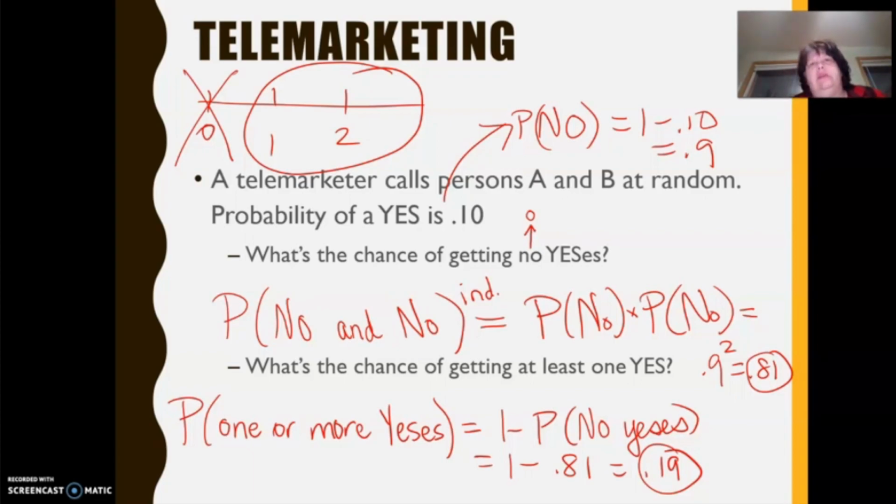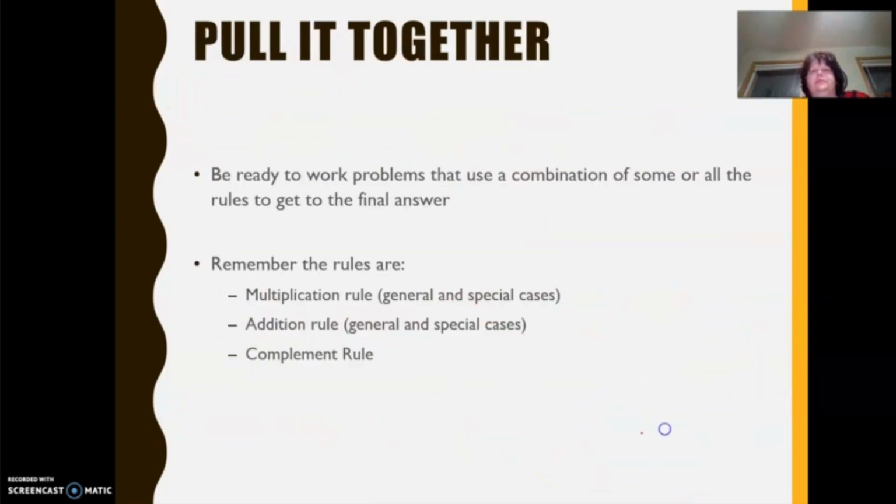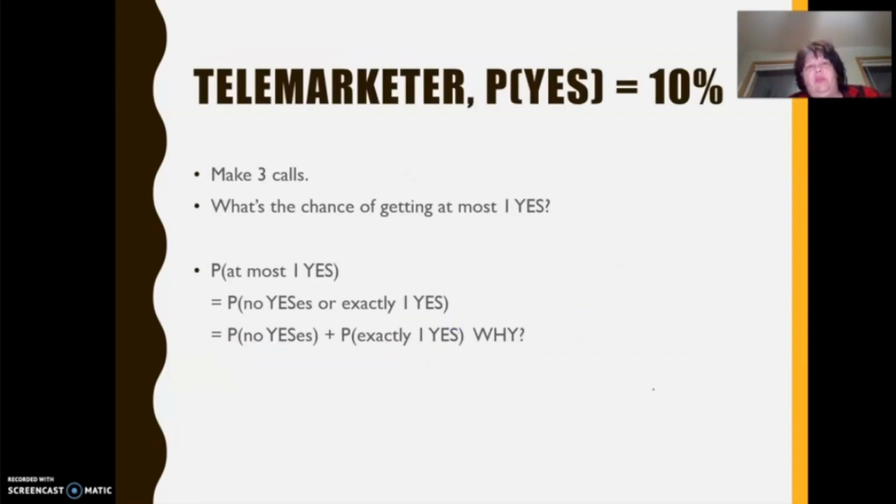So the opposite of at least one is none. Okay, the opposite of at least one is none, because at least one on this little number line, and number lines can help, means 1 or 2. What I don't want is 0. The chance of getting 0 yeses was 0.81, so that's why we subtracted it. So be ready to work problems that use a combination of these rules, and they are the multiplication rule, the addition rule, and the complement rule. And they're all on the formula sheet.